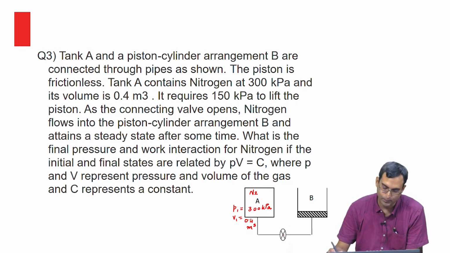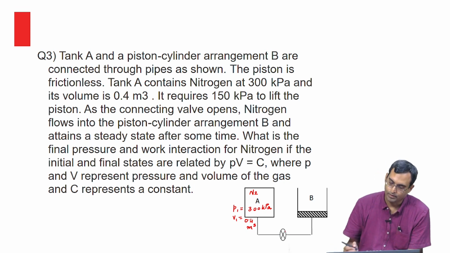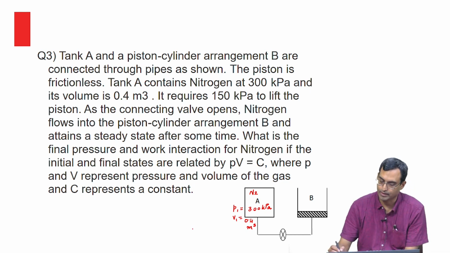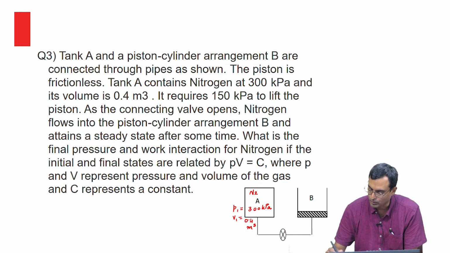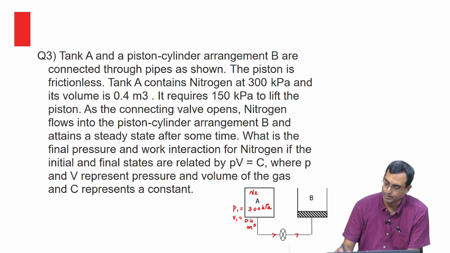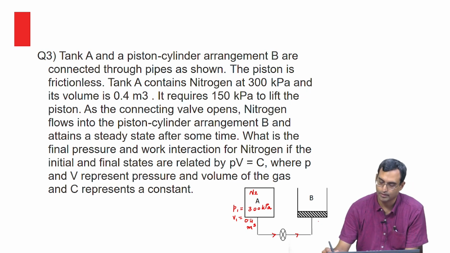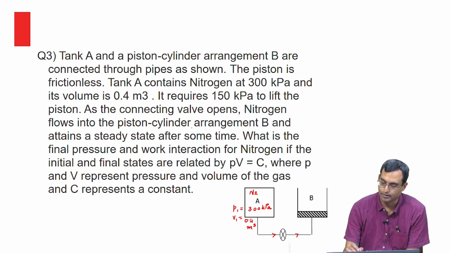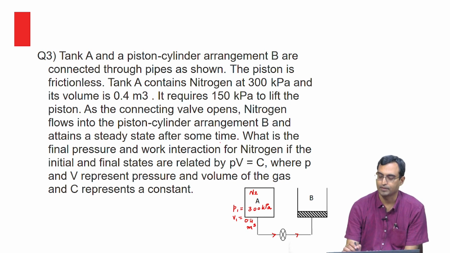There is a valve in between. This is the general symbol of a valve. As the connecting valve opens, nitrogen flows into the piston cylinder arrangement B. So, when we open this valve, nitrogen will flow like this, and it will try to push this piston up because the pressure here is higher than the pressure it requires for pushing this up. And so, as the connecting valve is opened, nitrogen flows into this arrangement and attains a steady state after some time.